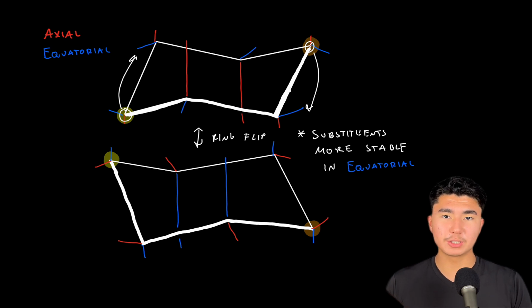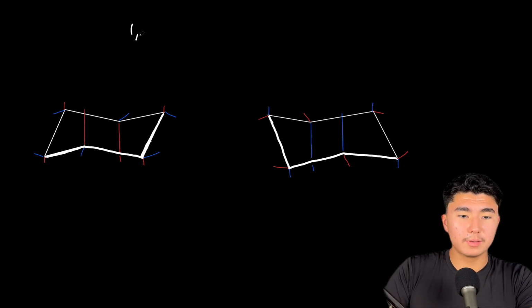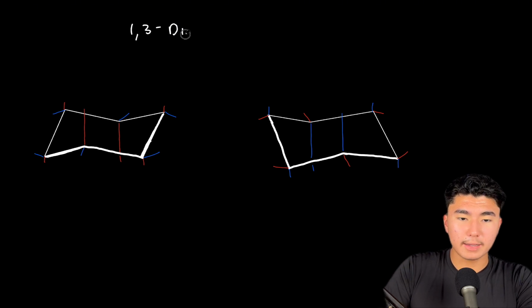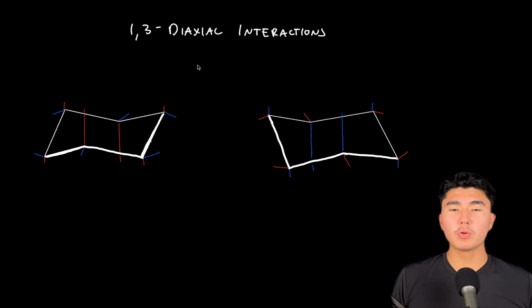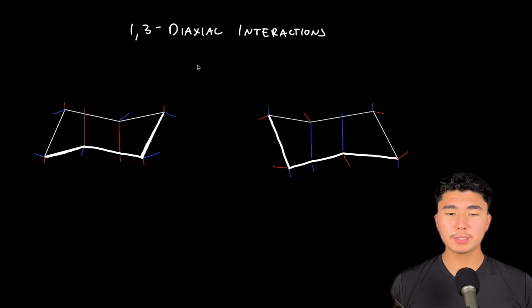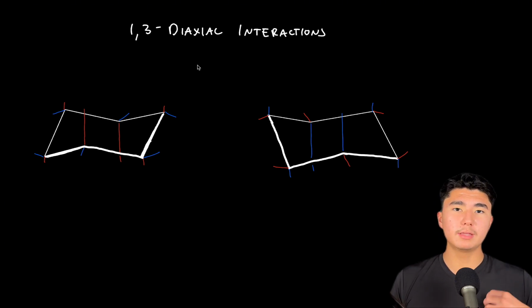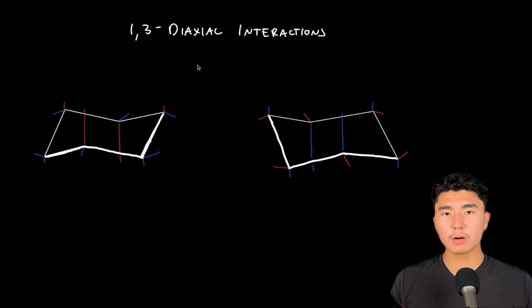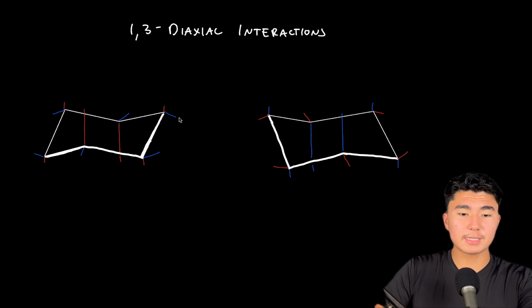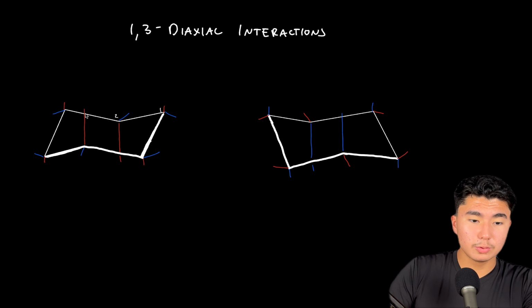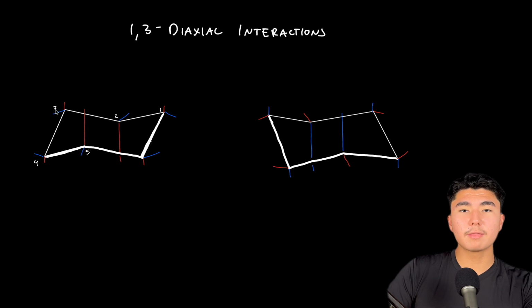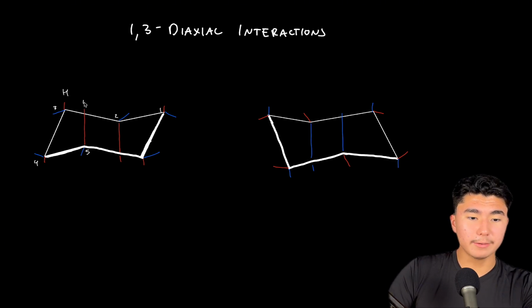So now let's talk about the 1,3 diaxial interactions. So what is this interaction going to be? Well, this is when we're going to have our substituent, which is going to be on our first carbon, and this is going to repulse between the hydrogen on the third carbon and the fifth carbon. So if we number this out, this is going to be 1, 2, 3, 4, 5. So this is our fifth carbon. This is our third carbon. There's going to be hydrogen over here, hydrogen over here.